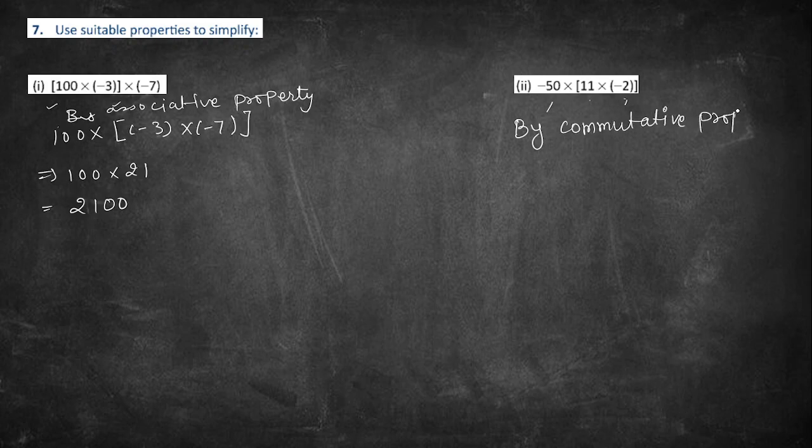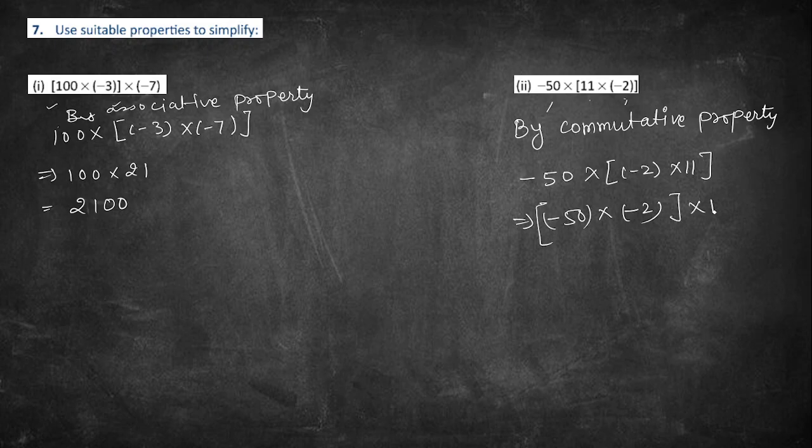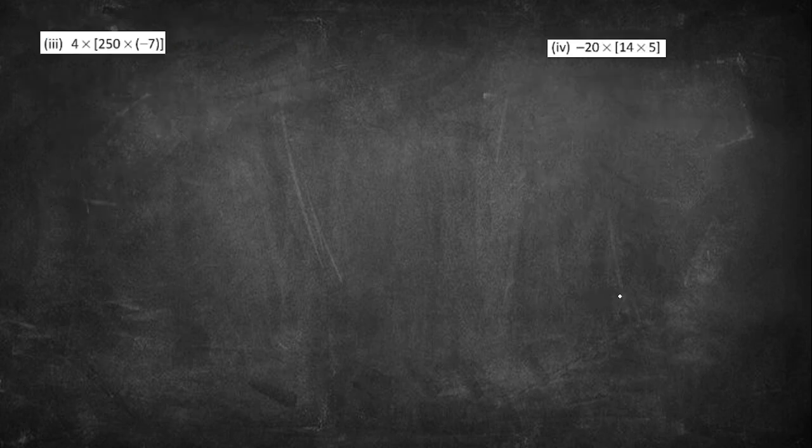Okay. So by commutative property, what can we write? We can write it as minus 50 into minus 2 into 11. So from here we can take this minus 50 into minus 2, into 11 by associative property. Now minus into minus will be plus. 5 twos are 100. 100 into 11 will give you 1100. Clear? Yes.